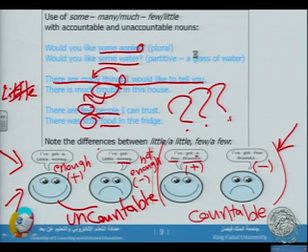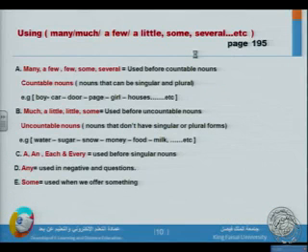أرجو أنه كان هذا التمرين أو هذا السلايد واضحا. Use many, much, few, little, some, several with the following. Many, few, a few, some, several used before countable nouns. Countable nouns مثل nouns that can be singular and plural. مثلا boy, boys, car, cars, door, doors, page, pages, girl, girls, house, houses.